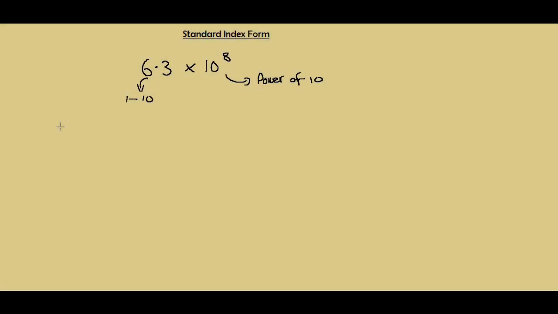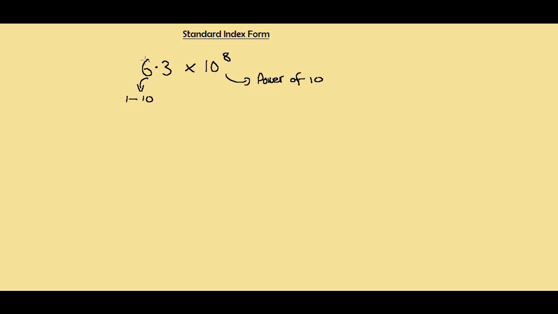Hello, this video is all about standard index form and basically what that is. This example that I've put up here is standard index form, in particular this bit. So it says 6.3 times by 10 to the power of 8. Now for a number to be in standard index form it needs to look like this, but there are a couple of rules.